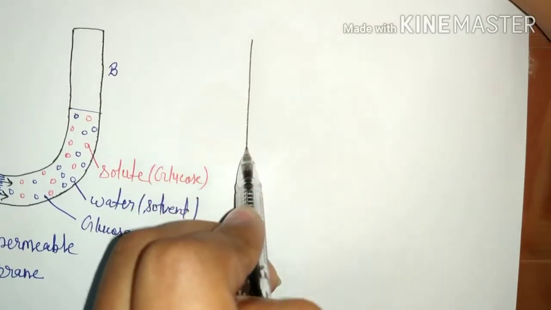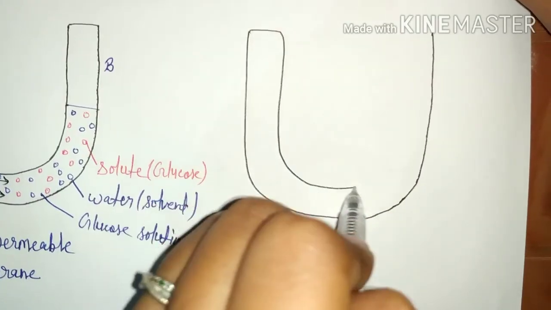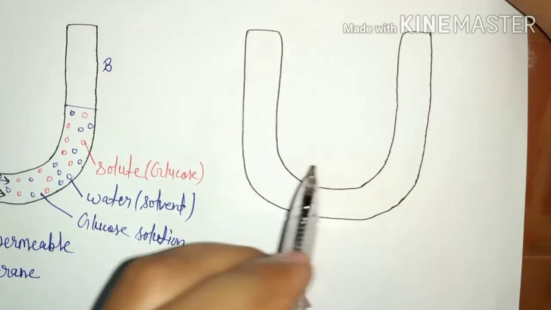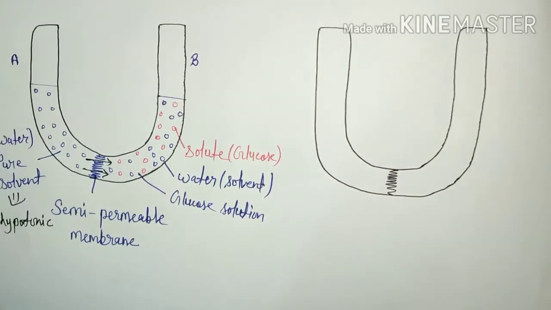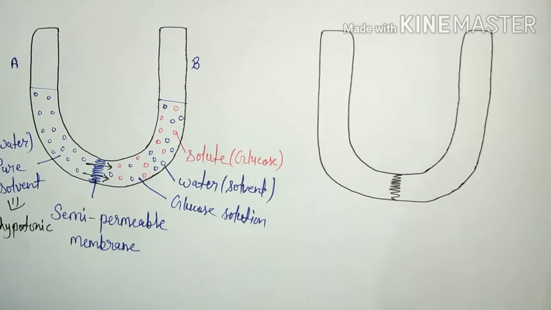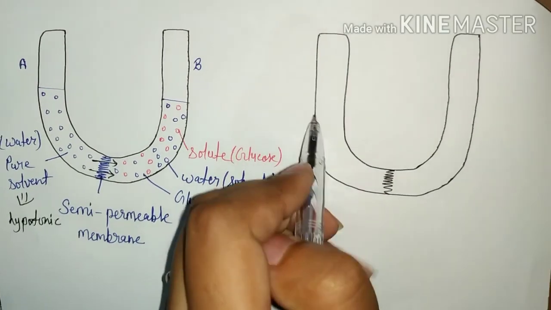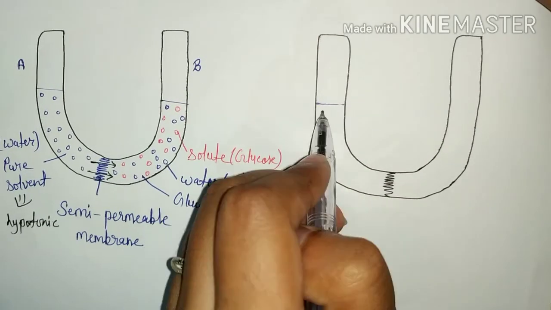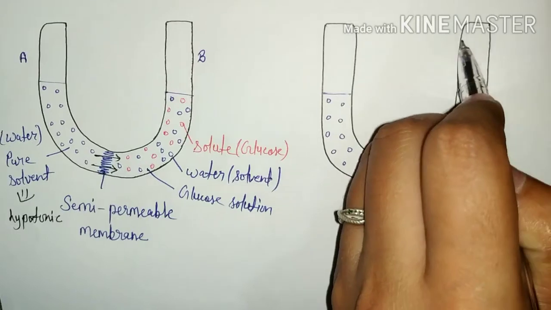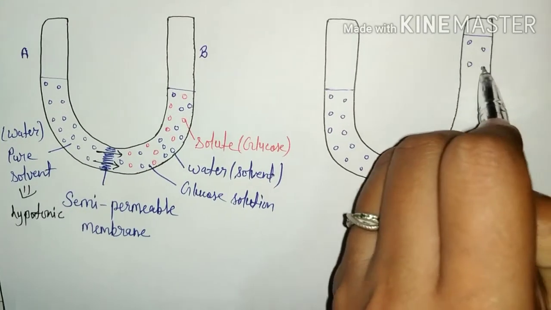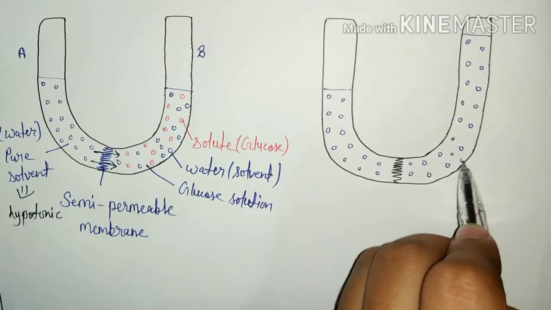After some time, there is continued entry of water molecules into solution B. The level of solution B is raised up. It occurs due to the endoosmosis process.